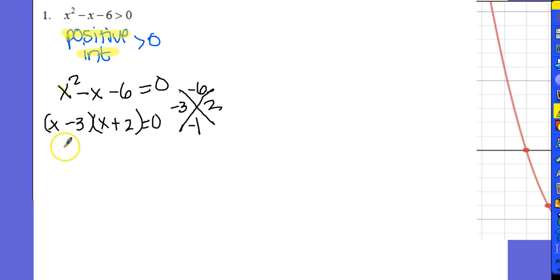Now let's find our zeros. So x minus 3 equals 0 and x plus 2 equals 0. And what do we get? x equals 3, x equals negative 2. All right, so those are our zeros.